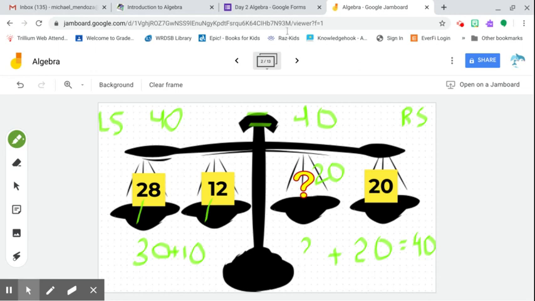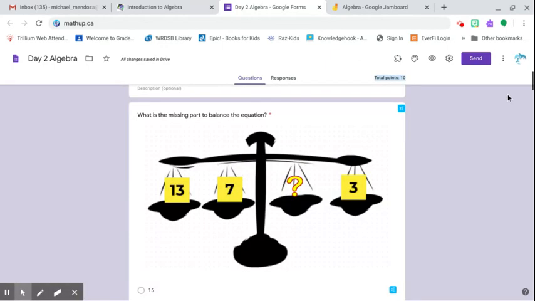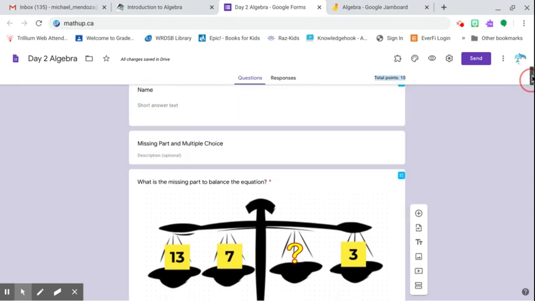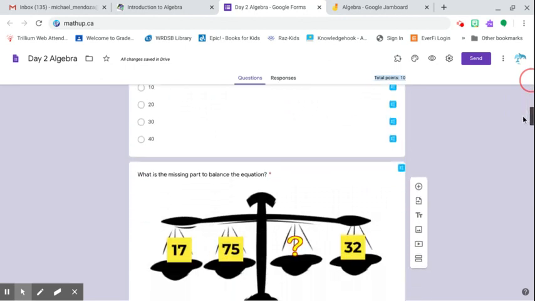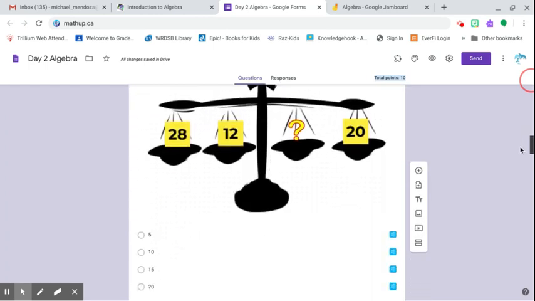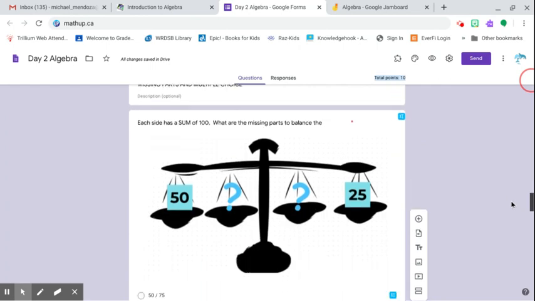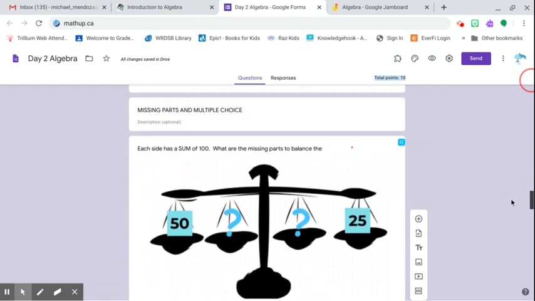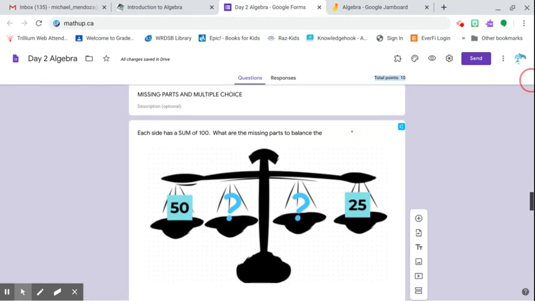That is balanced. Now, for your activity today, you're going to get 5 with a missing part, and multiple choice. But the other part of your Google form today would be 2 missing parts.